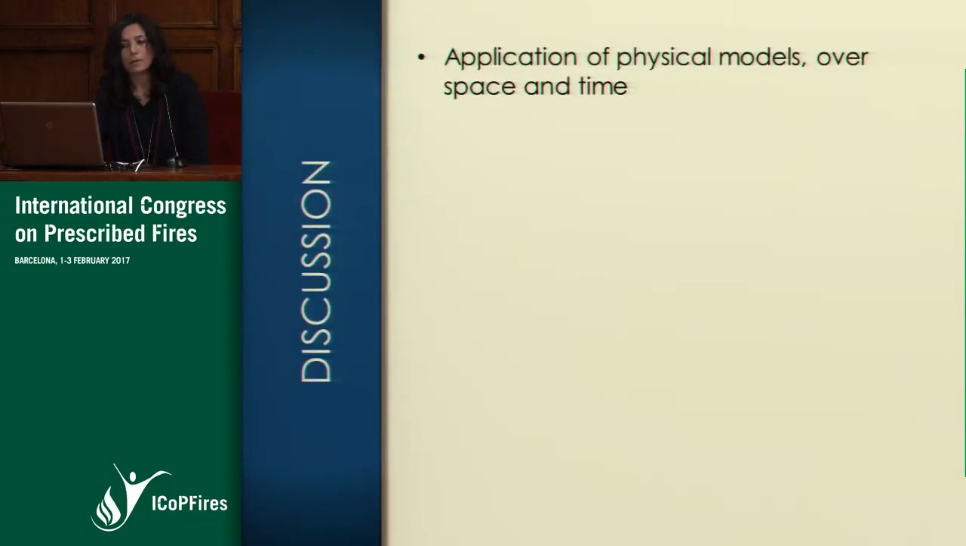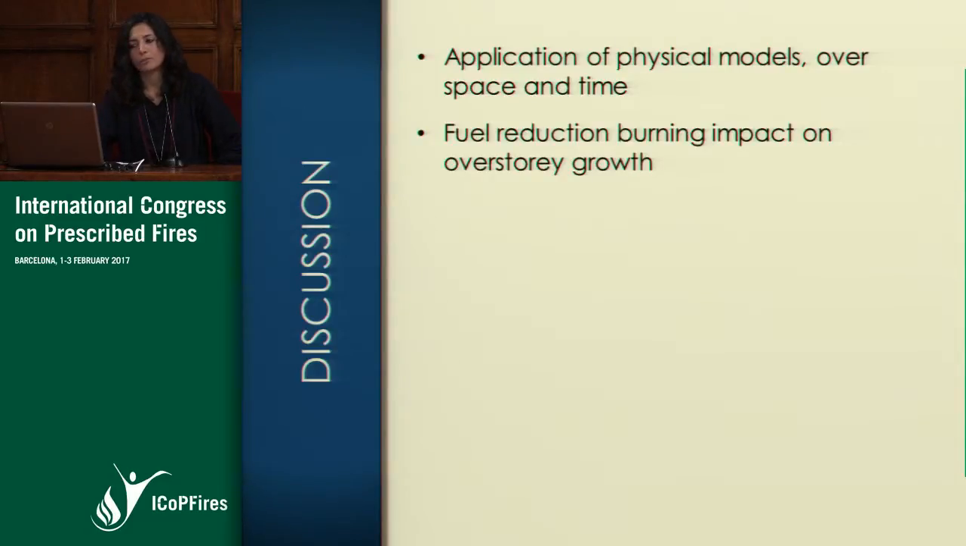So in summary, application of physical models can be useful if we use models that have sort of a medium level of requirements for parameters, so we can run them over space and time and assess impact of burning, for example, for a week after, a month after, or a year after. And fuel reduction burning has an impact on the canopy, on the overstory growth.